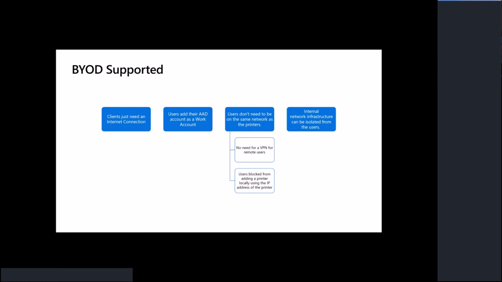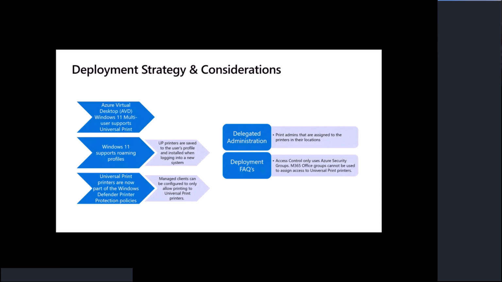So their print jobs go up there, and then they're pulled down by the printer or the connector, which is actually on the physical network, and they go ahead and print. So you've got an extra layer of security there, and you don't have to worry as much about that. So users, if students have their own system, they just add their work account. Then it becomes a managed device through Intune, and then they have access to Universal Print and can go ahead and print.